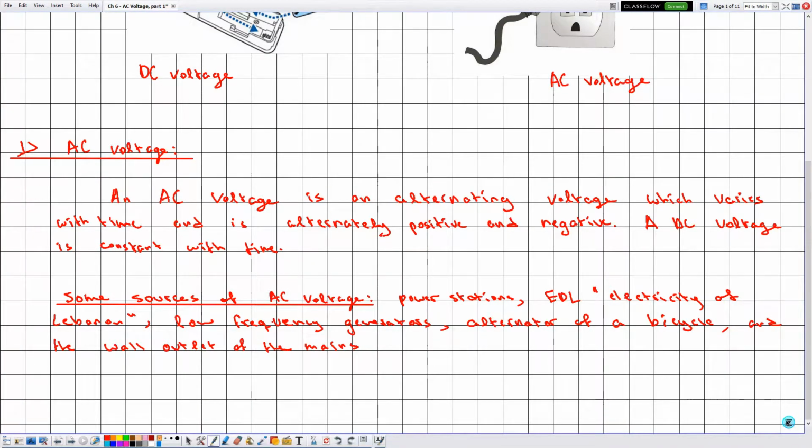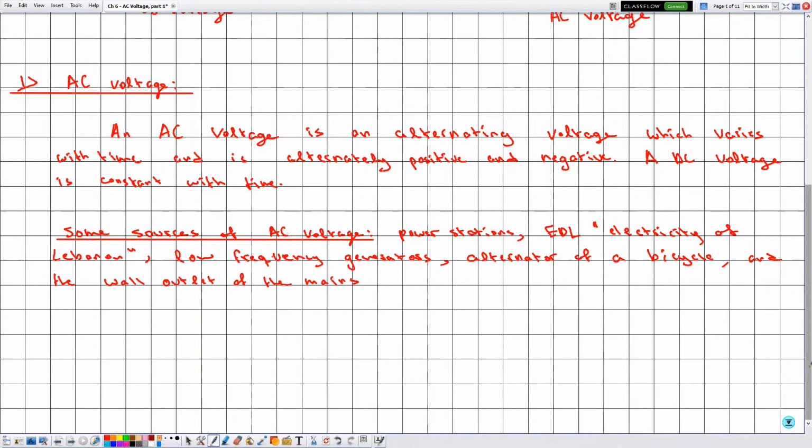Now let's recall what are some examples of different sources that deliver DC voltage.